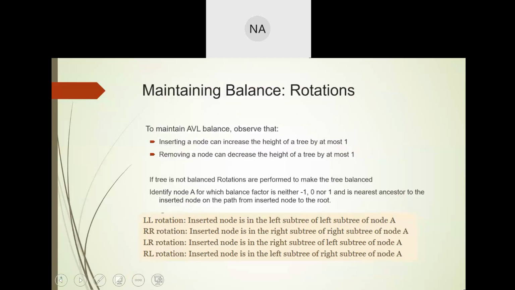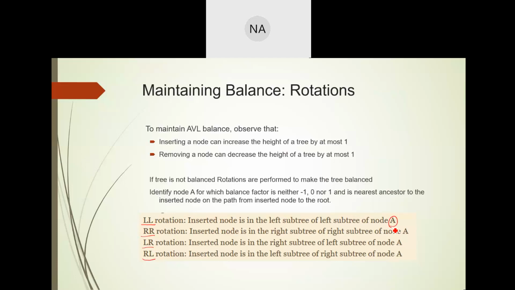LL, RR, LR, and RL. This depends on in which subtree the new node is inserted. If the new node is inserted in the left subtree of node A, then it is called LL rotation. You need to perform LL rotation.